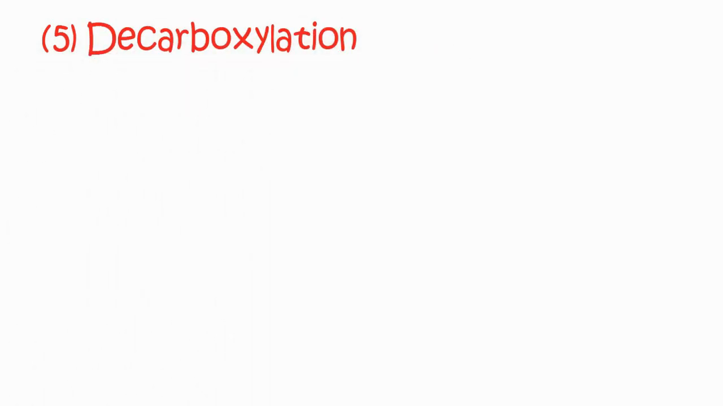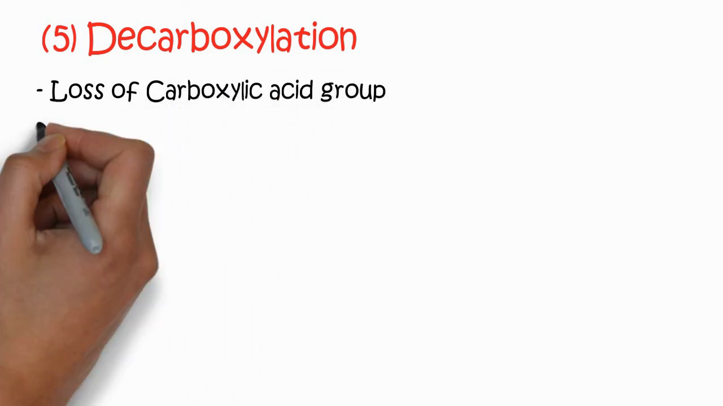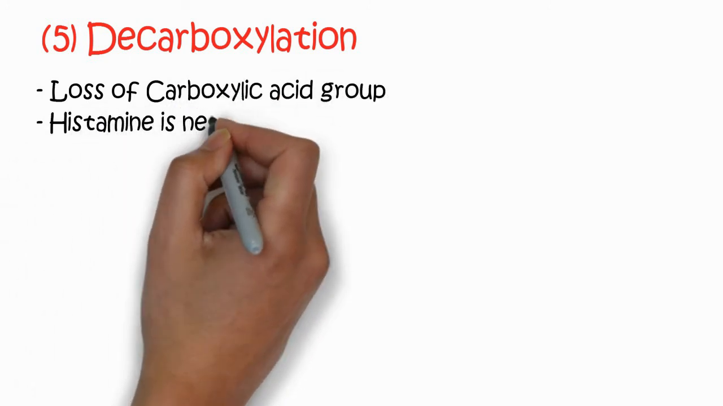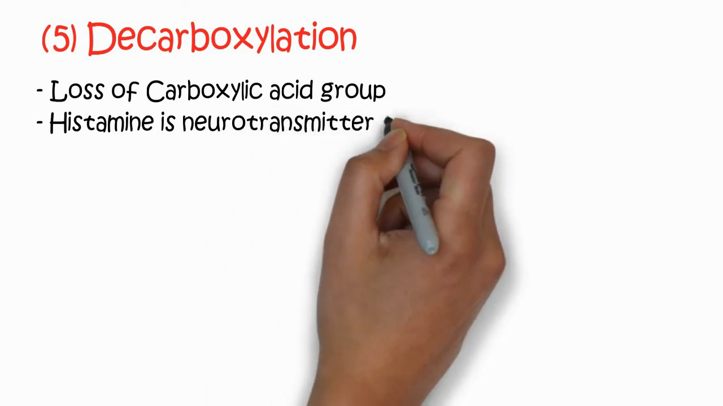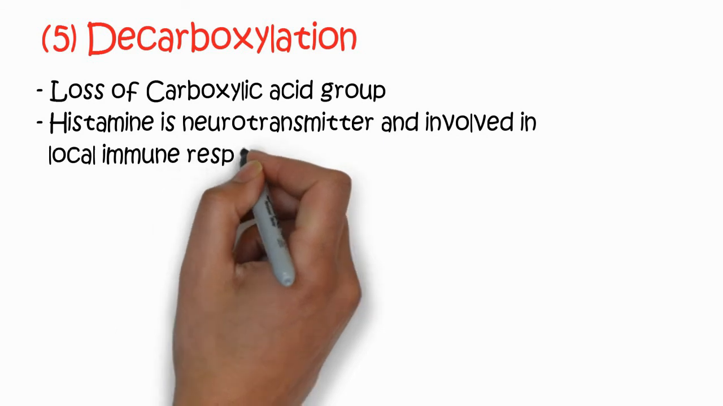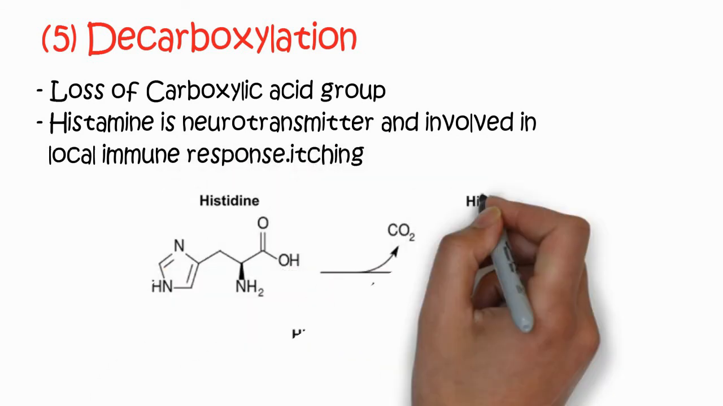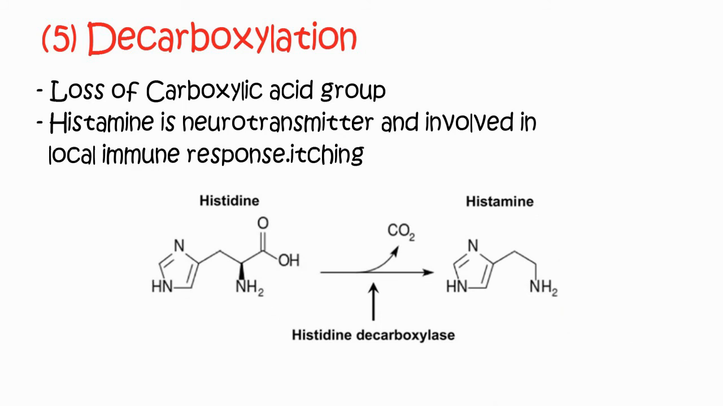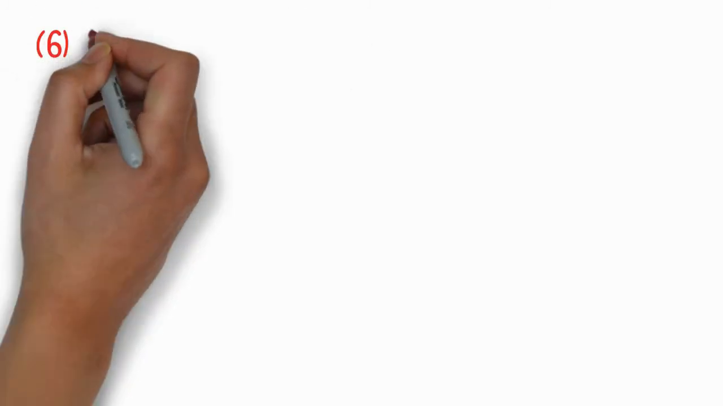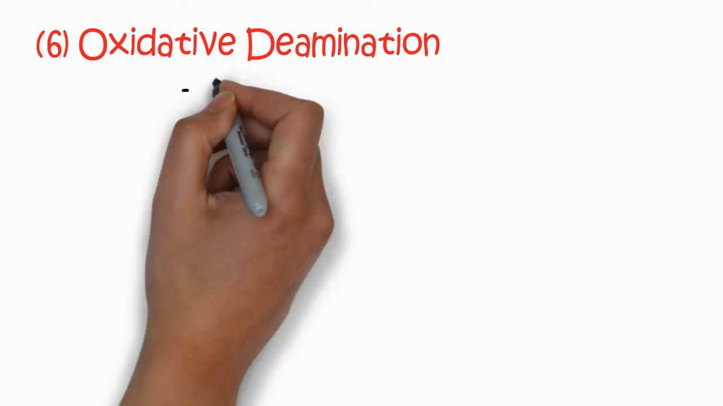Fifth reaction is decarboxylation reaction. This decarboxylation reaction can also be carried out in the lab, but this one we are talking about is usually enzymatic reaction. In this case, loss of carboxylic acid group occur. Histamine is produced. The important example is histidine is converted to histamine, which is a neurotransmitter, in the presence of histidine decarboxylase enzyme.